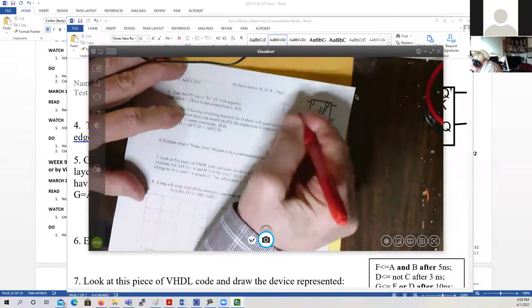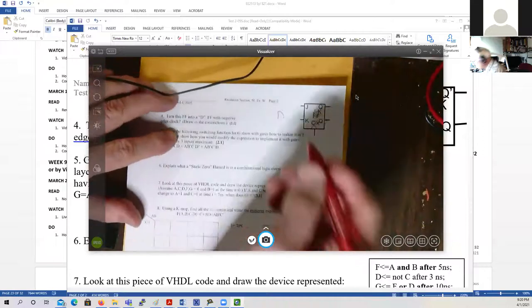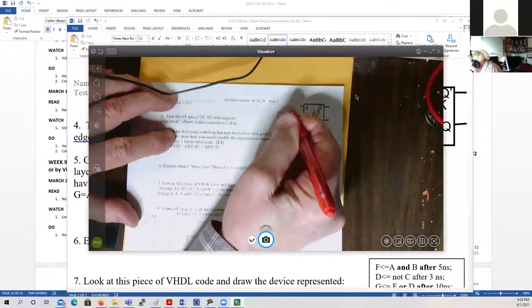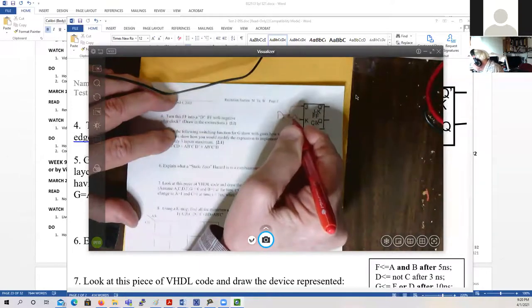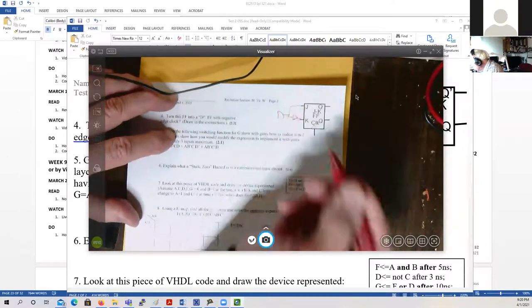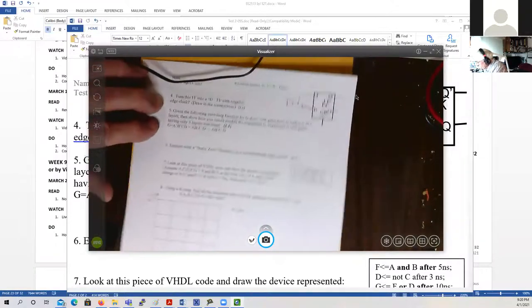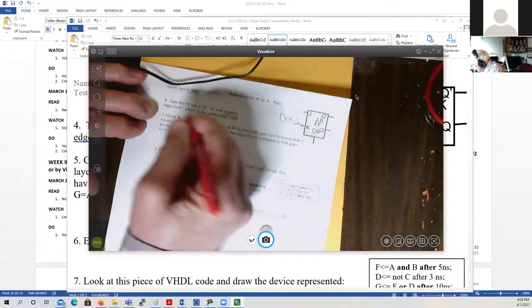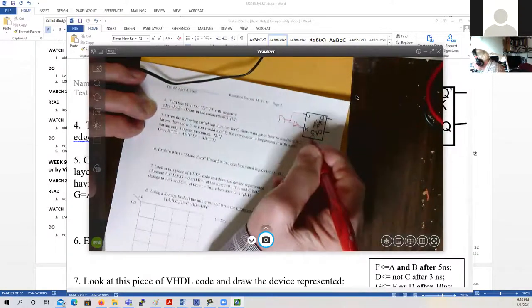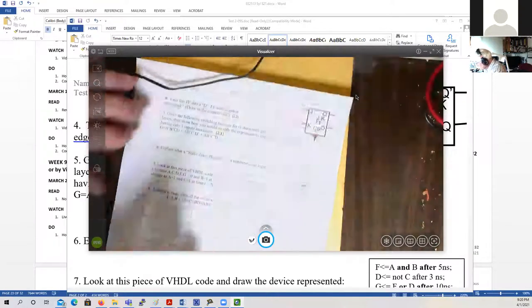So you'd have your D input, and you'd go directly into J, but you'd have an inverter into the K. Okay, so draw the connections. And then if we wanted to have a negative edge clock, you have to put a bubble on this output. All right.